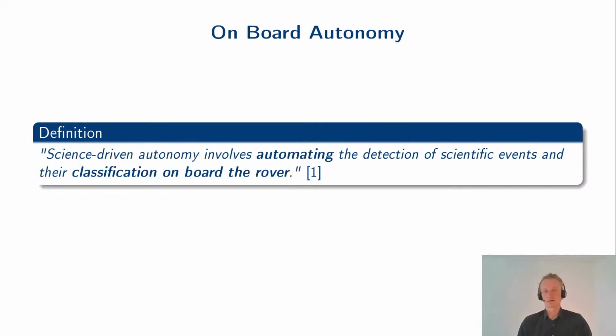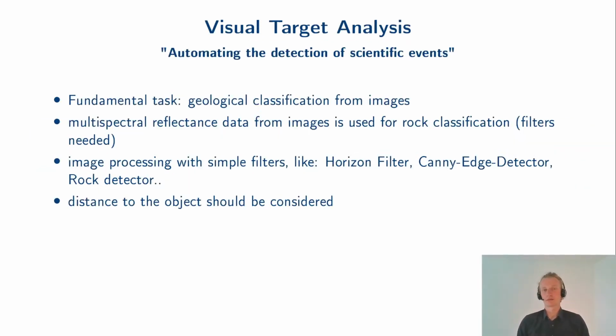So let's take a look at the automating part. Within the chapter in the book, it is also called visual target analysis. The fundamental task is that we want to do geological classifications from images. Therefore, multispectral reflectance data from images is used for rock classifications. The camera needs multiple filters like ultraviolet or near-infrared filters. Then also some image processing techniques are used.